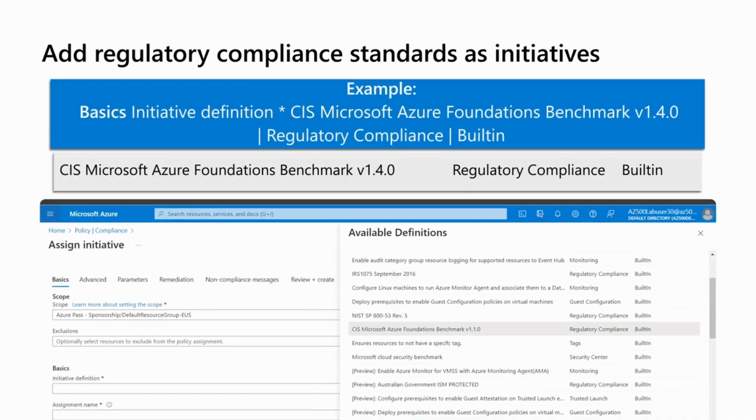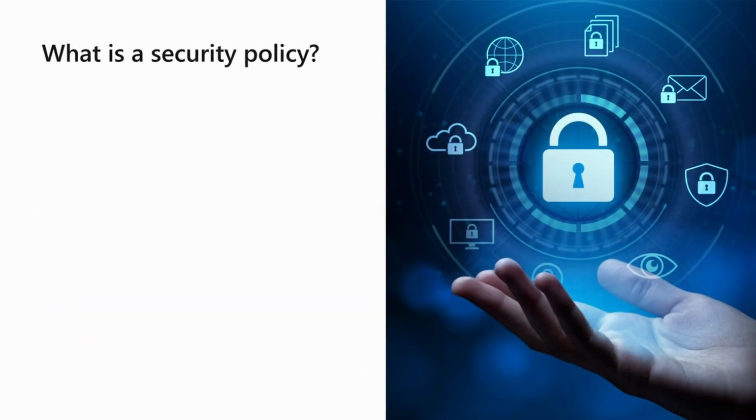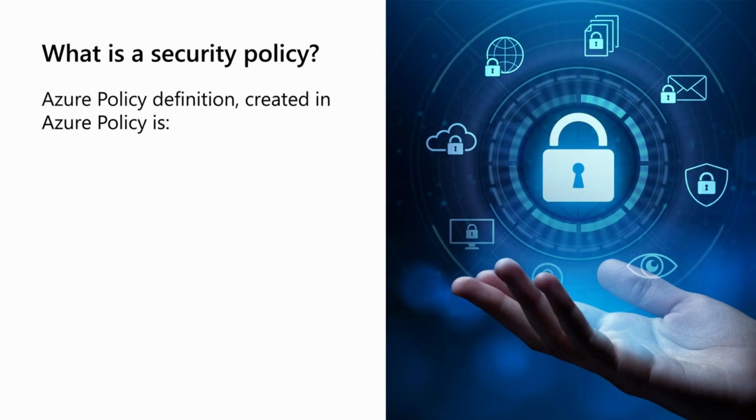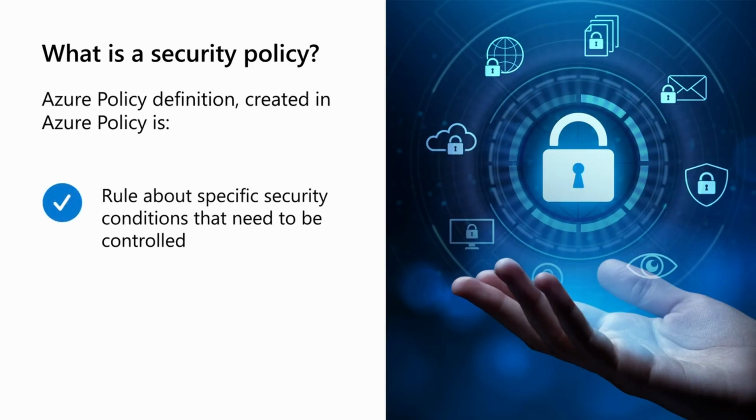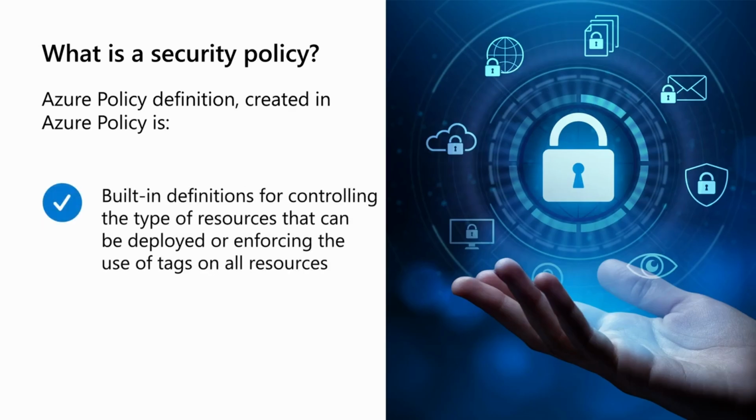You'll have all the insights on compliance. An Azure Policy definition, which you can create in Azure Policy, is basically a rule that helps you control specific security conditions. It allows you to set guidelines for things like the types of resources that can be deployed or ensuring all resources have the necessary tags.